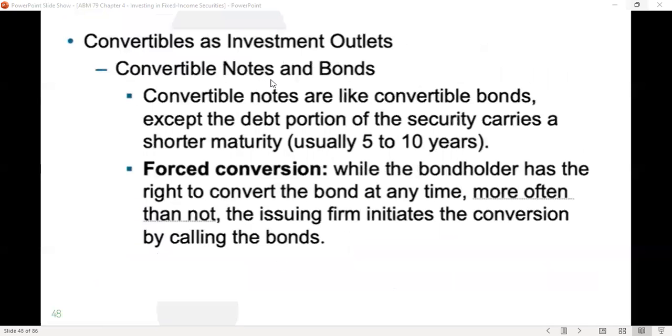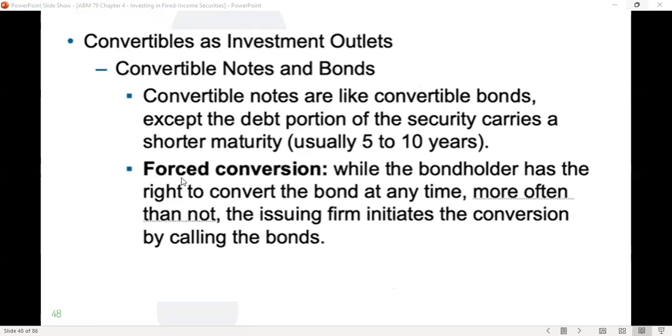So we also have convertible notes and bonds. Convertible notes are like convertible bonds, except the debt portion of the security carries a shorter maturity. So again, kung notes guys is done in years, while bonds are more or less secured. Okay, convertible bonds, convertible notes, secured notes, and secured bonds.